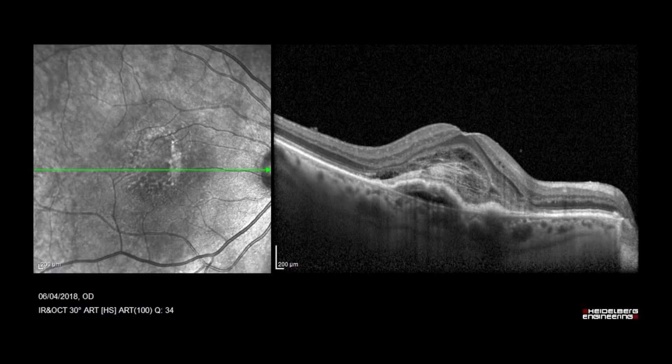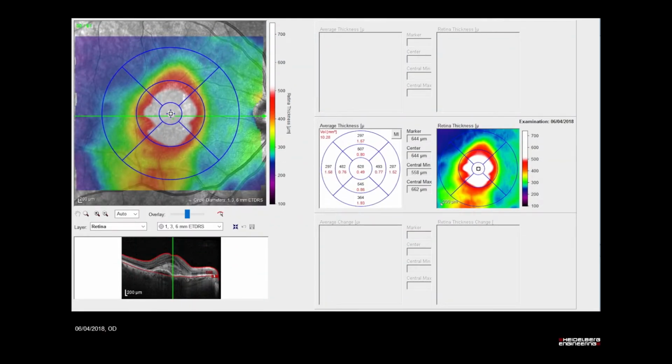The classic sort of onion sign, the layered down subretinal fibrous material, the elevation of the RPE, subretinal fluid and intraretinal fluid. Again, the OCT thickness map shows areas of gross retinal elevation and thickening.